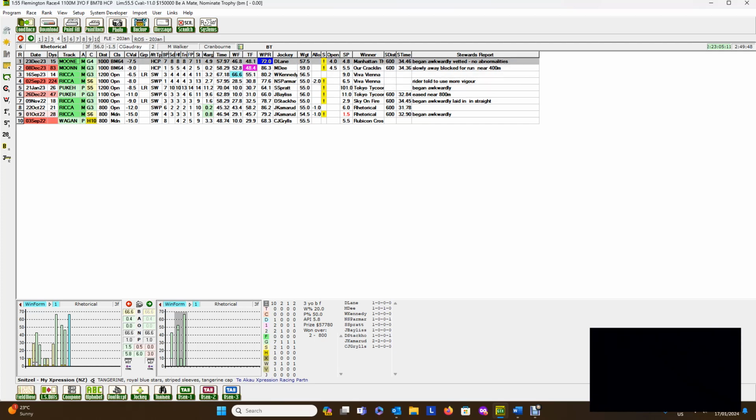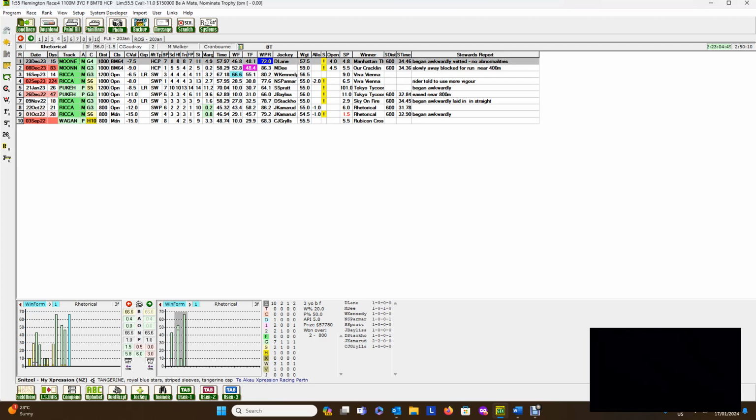It began awkwardly in that particular race, but like a lot of horses, they can perform okay first up, but they're not so keen second up. You want to do an interview with some of those horses to decide what it is that makes them so reluctant to run second up. Anyway, not to worry. So this is a New Zealand horse.